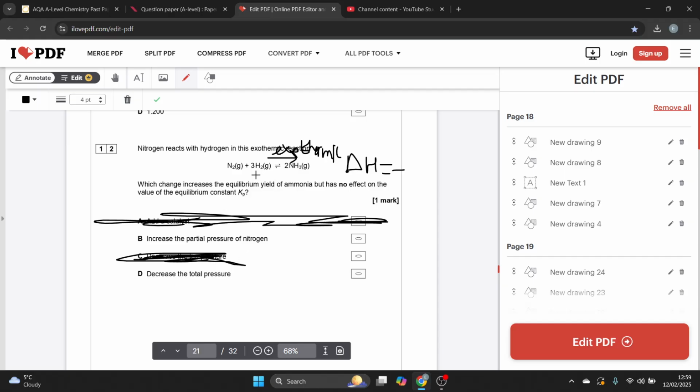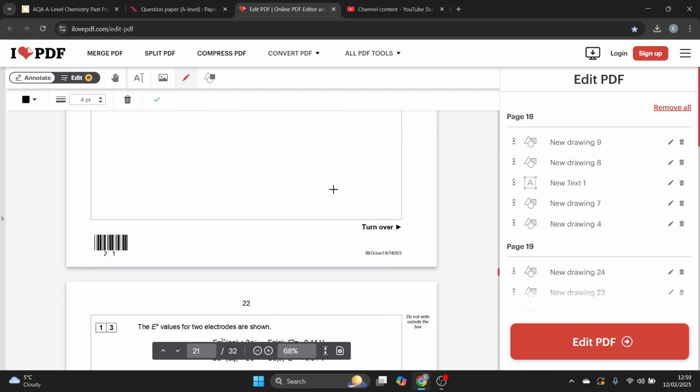I decrease the total pressure. I've got 3 moles here, 2 moles here. If I decrease the total pressure, then what's going to happen? It's going to shift to the side with more moles of gas, therefore the left hand side. That's not going to increase the equilibrium yield of ammonia. If I increase the partial pressure of nitrogen, then the equilibrium is going to shift and increase the equilibrium yield of ammonia. Therefore, B is the correct answer.